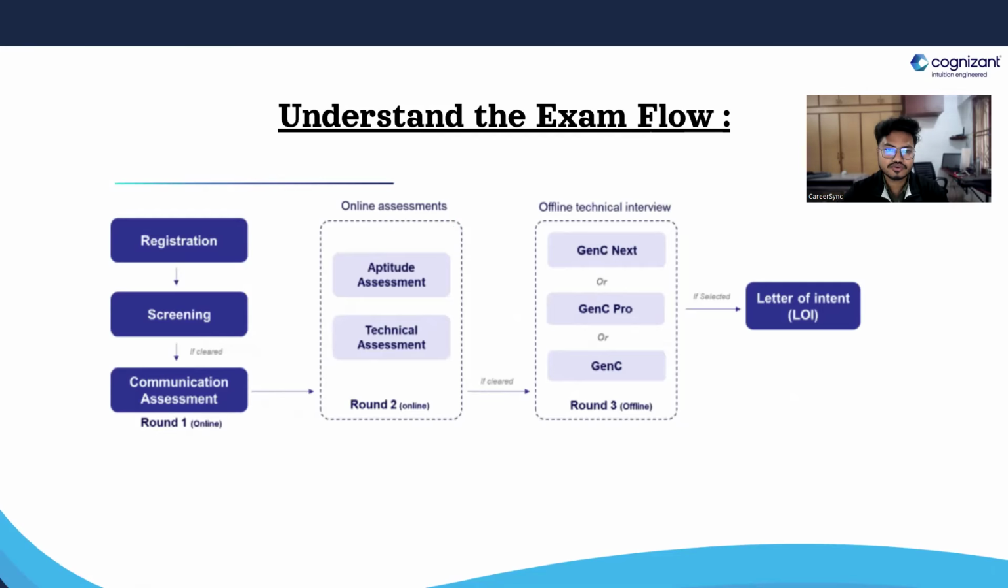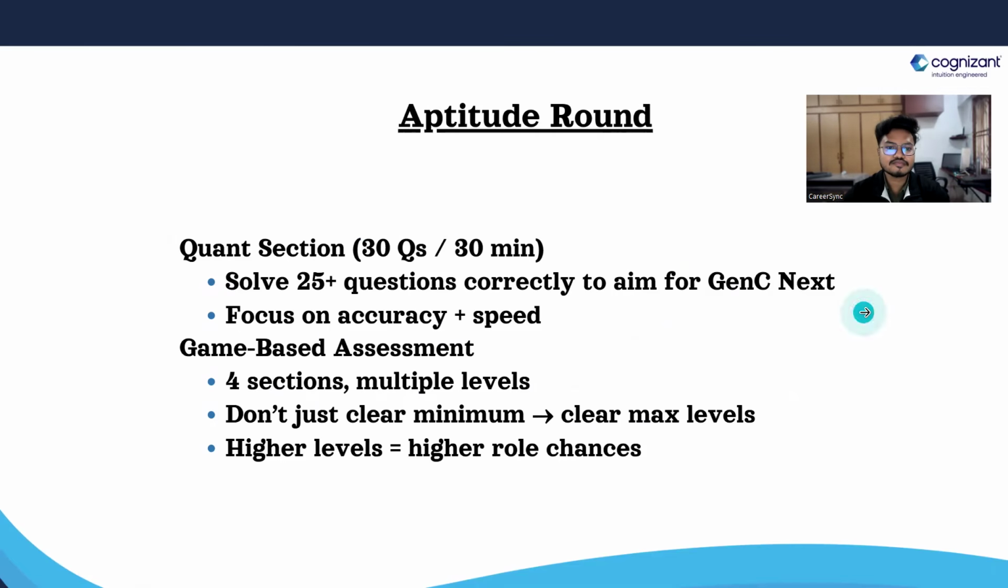It depends on the role. According to the assessment that you have cleared, you will get 3 roles: GenC, GenC Pro and GenC Next. For GenC Next, you will get 2 rounds of technical interview, and it may take around 6 to 8 months of process. After that, if selected, you will get the letter of intent.